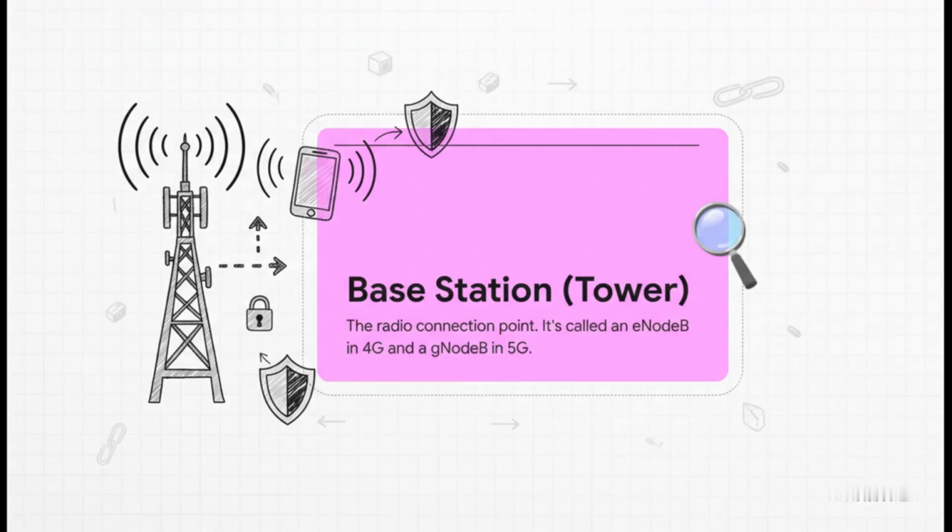Okay, next up is the part of the network you can actually see, the base station, or the cell tower. This is the antenna that your phone is talking to wirelessly. Now, you might hear some nerds call it an eNodeB if you're on a 4G network, or a gNodeB for 5G, but its job is exactly the same. It's managing that radio connection to your device.